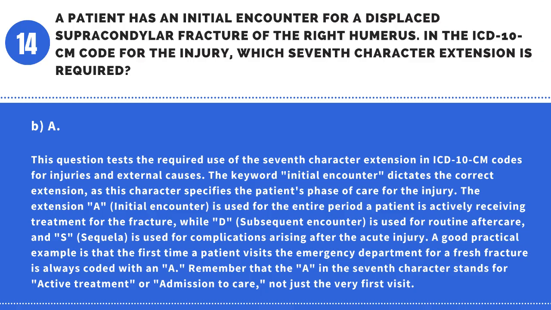external causes. The keyword initial encounter dictates the correct extension, as this character specifies the patient's phase of care for the injury. The extension A, initial encounter, is used for the entire period a patient is actively receiving treatment for the fracture, while D, subsequent encounter, is used for routine aftercare, and S, sequela, is used for complications arising after the acute injury. A good practical example is that the first time a patient visits the emergency department for a fresh fracture is always coded with an A. Remember that the A in the seventh character stands for active treatment or admission to care, not just the very first visit.